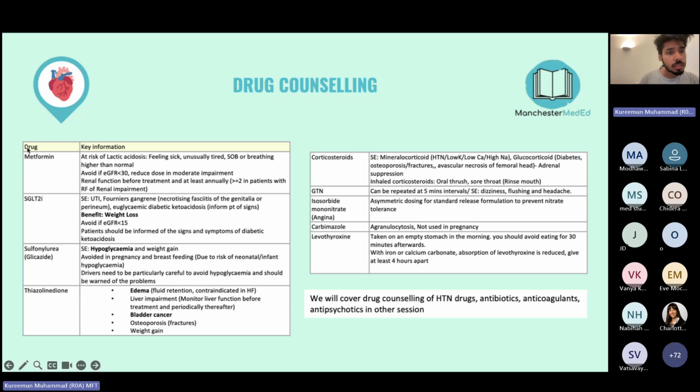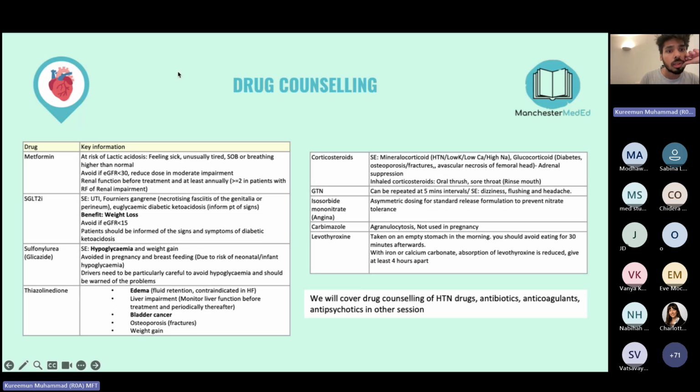Thiazolidinedione is the one you need to remember when there's a patient with bladder cancer, because most of the questions would be, for a patient with type 2 diabetes who comes in and asks you to prescribe a drug, their past medical history includes, say, UTI and bladder cancer. Then you know the contraindication would be SGLT2 because of UTI, and because of the bladder cancer, thiazolidinedione.